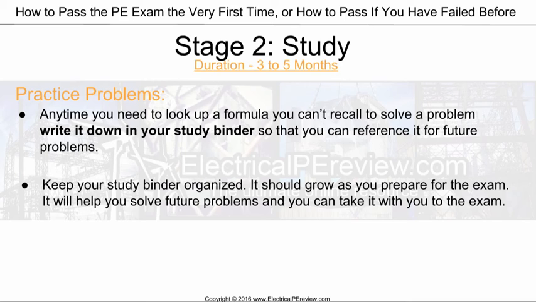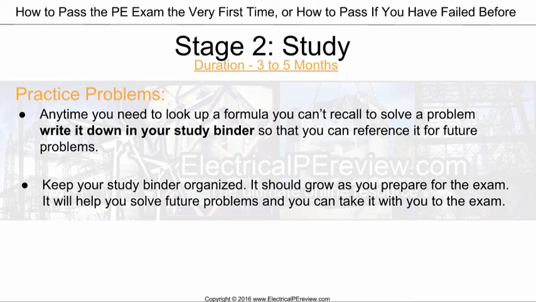So when I say a study binder, I actually mean you're going to go out and buy a physical 3-ring binder, and you're going to keep that problem index on the front. Leading up to the exam, every single formula that you can't just write down off the top of your head, that you need to look up to solve a problem, you're going to write it down in that study binder. That way you can come back to it later, because if you can't remember it now, chances are the next time you have that problem, you might not be able to remember it either.